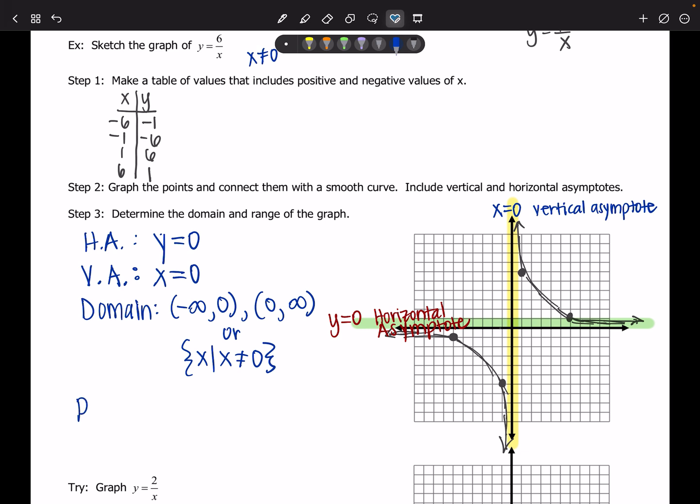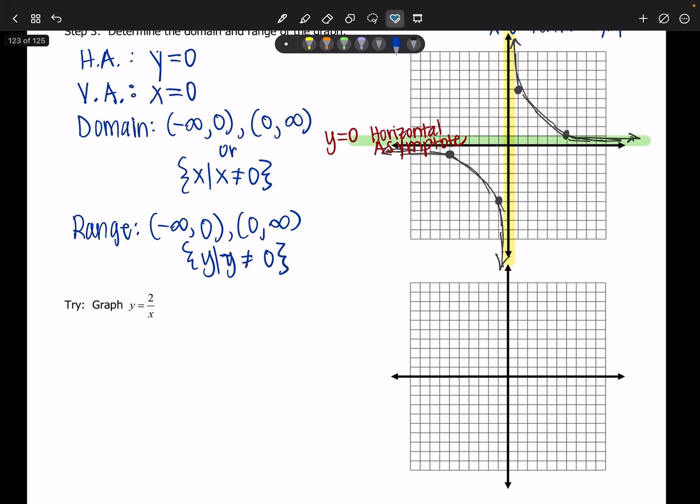And the range, likewise, when we look at the range, we've got outputs that go all the way down to negative infinity, all the way up to positive infinity. Everything in between except for that output of 0. We will never have an output of 0. We will always be either below the x-axis or above the x-axis. So the range would also be negative infinity to 0, 0 to infinity, or y such that y is not equal to 0.